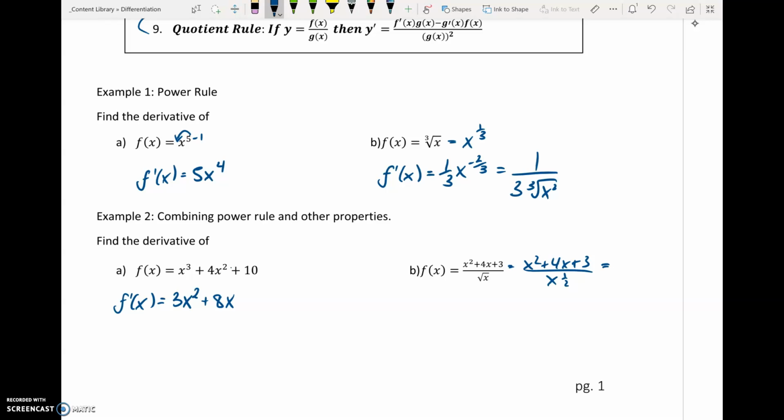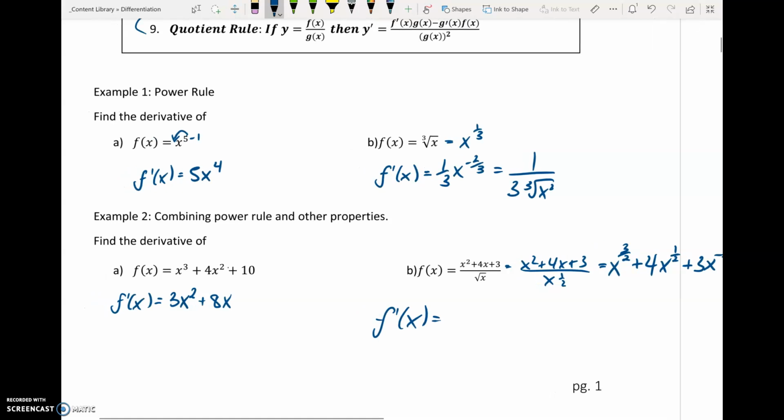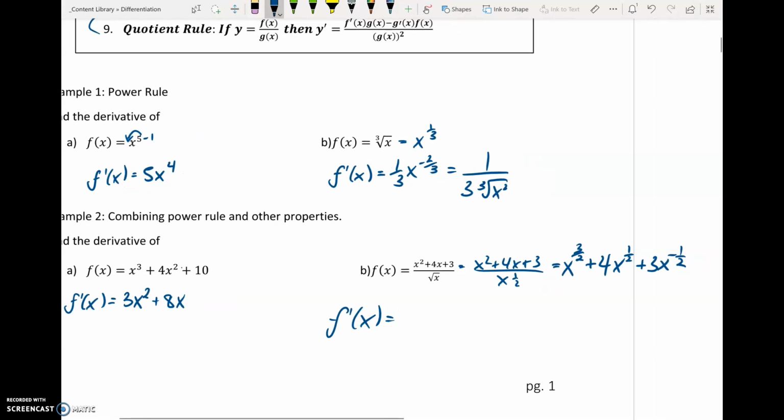which is x to the power of 3 over 2. 4x divided by x to the power of half is going to be 4x to the power of a half, because that'll be 1 minus a half in the exponent. And then I'm just going to bring this x to the power of a half to the top, so it becomes x to the negative half. Now we can take the derivative of this using the same principles we used in example 2a.